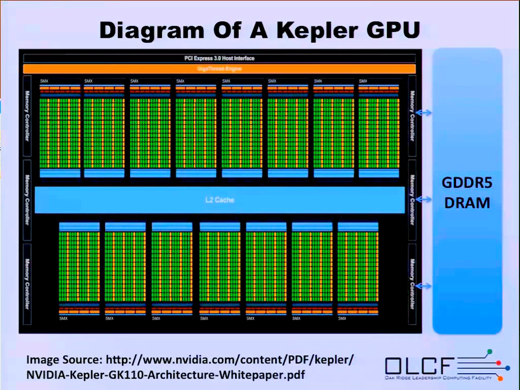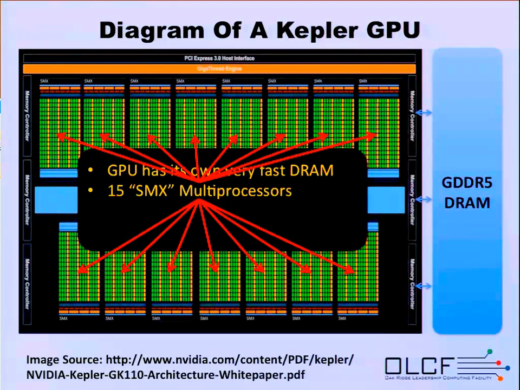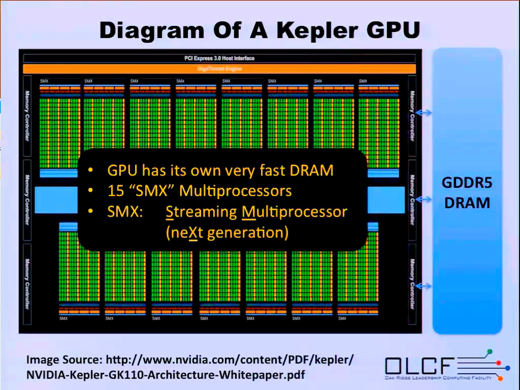They share the same cache at that level. In this case, it has 15 of these so-called SMX processors. It's just a niche term from NVIDIA for streaming multiprocessor next generation.